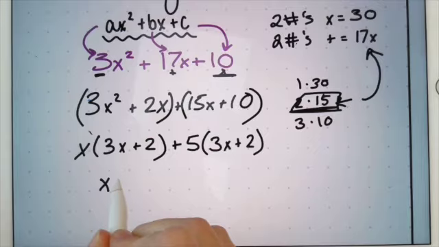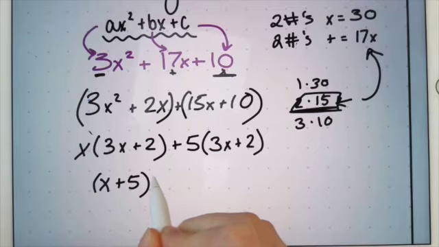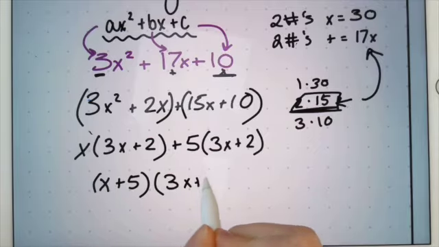Now you'll notice again, just like we did in the last video, once we have two brackets that equal each other, that's going to be one factor, and the terms outside of the bracket are going to equal the other factor. So my one factor is going to be x plus 5, and my other factor is going to be 3x plus 2.